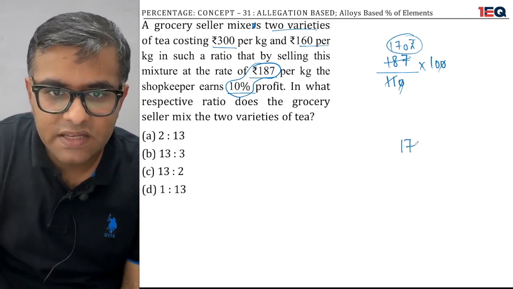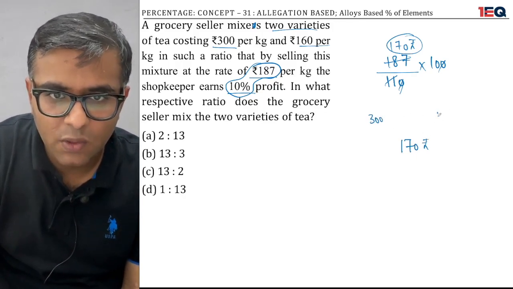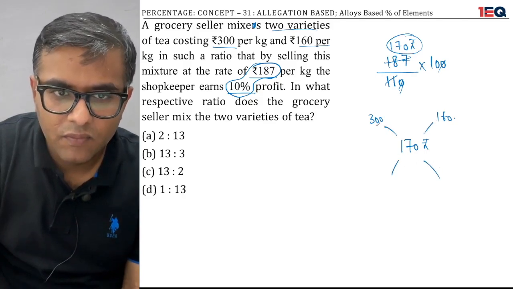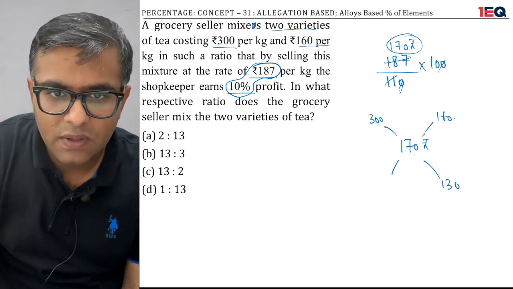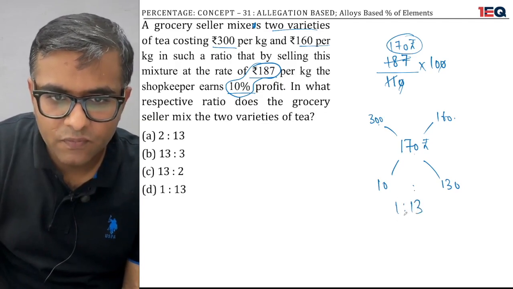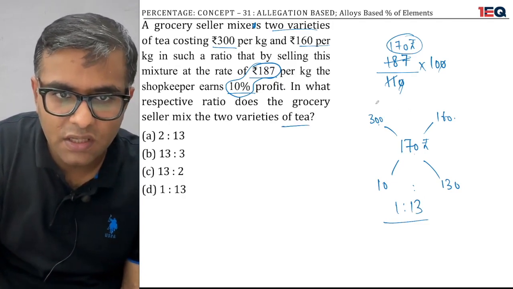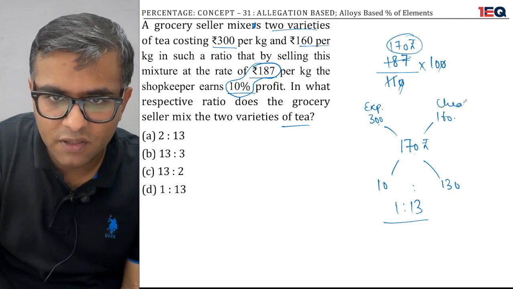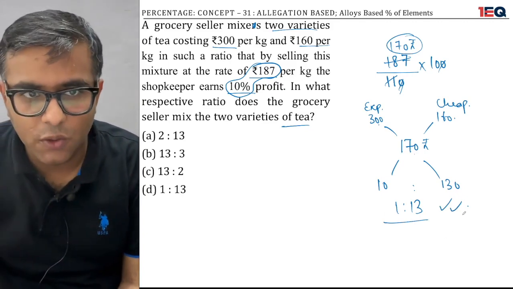So I will keep 170 rupees in the center, 300 rupees on the left and 160 rupees on the right, and then I would apply the alligation. So between 300 and 170 the difference is 130, and between 170 and 160 the difference is 10. So the answer is 1 is to 13. So in what respective ratio does the grocery seller mix the two varieties of tea? This is the expensive or the premium variety of tea, and this is the cheaper variety of tea. And this is how I can reach this conclusion.